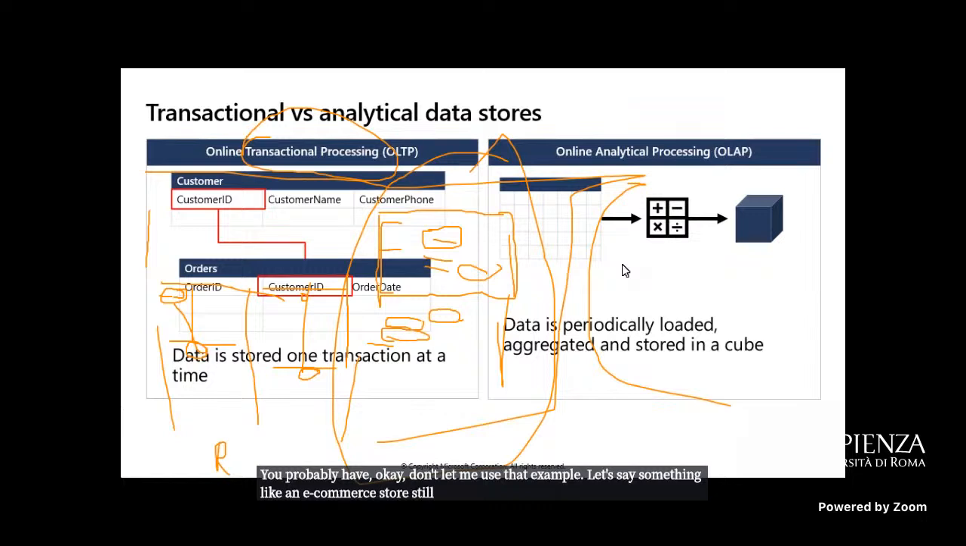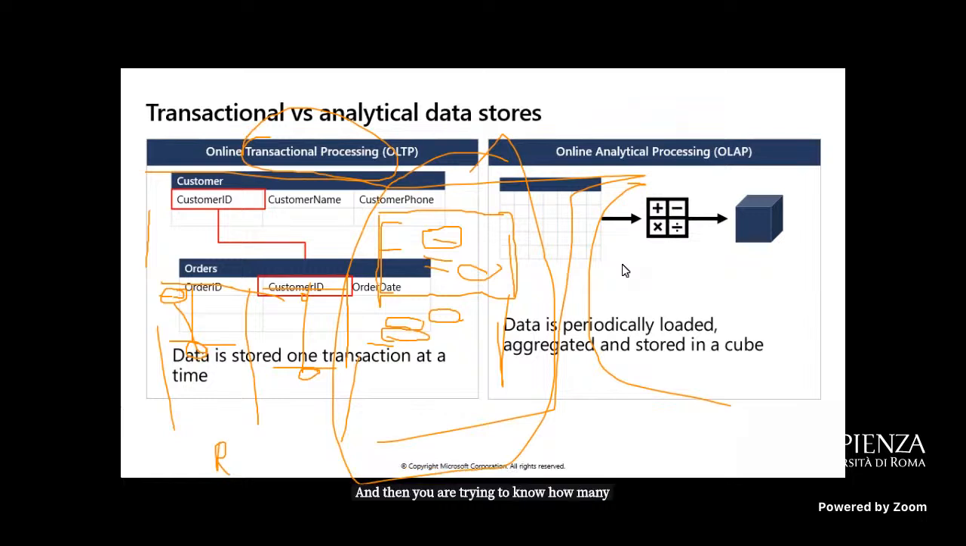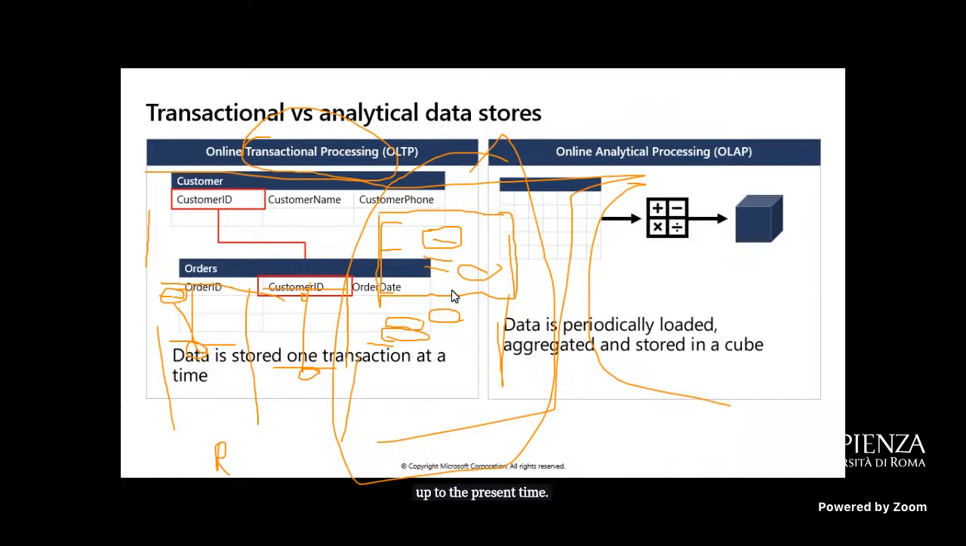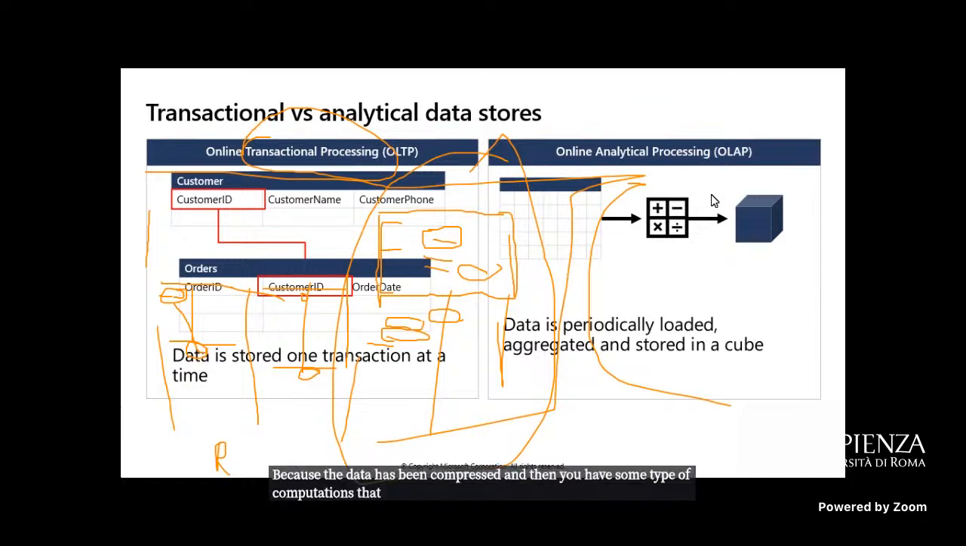Let's say something like an e-commerce store. You are trying to know how many people purchased something from you in the last one month. You're trying to find out the total number of people or the total amount they have used in that type of purchase up to the present time. You won't get a fully defined answer from here, but from your OLAP, you would get a fully defined answer because the data has been compressed, and then you have some types of computations that have been done on them.